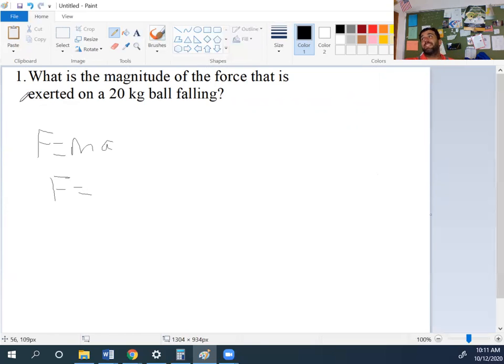Give you a hint. You got the easy one to figure it out. What's the mass? It's the mass of the ball. 20 kilograms. Soma, what is the acceleration? Oh, there are no more numbers. Oh, but there is one that is implicitly implied.